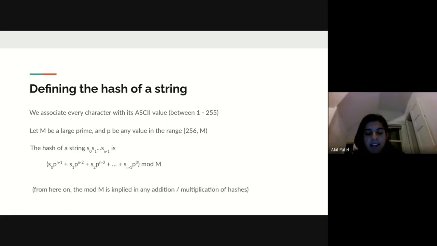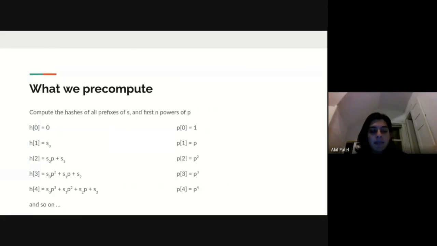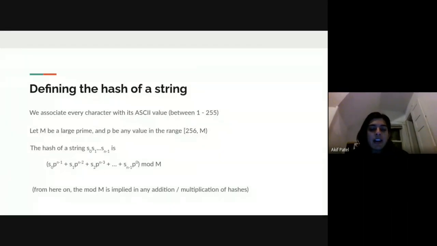Okay. As I said before, the mod m is applied in any addition or multiplication we do of hashes. So now, how do we pre-compute this to make the hashing easier? Because as it is right now, computing this polynomial isn't any faster than just comparing the actual characters, right? It takes O(n) to just compute these multiplications and additions. But let's see if we can pre-compute to do this faster.